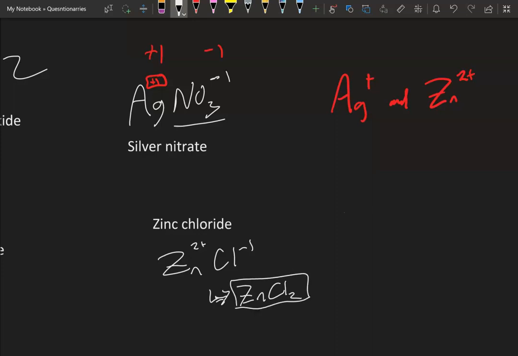All right, so those two elements are a little bit easier in terms of not having to worry about the transition metal using a Roman numeral. You don't have to stress about knowing what the charge is because you already know what its charge is. It's either +1 or +2.